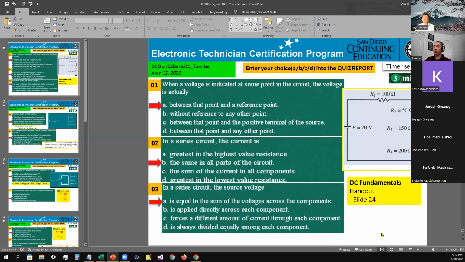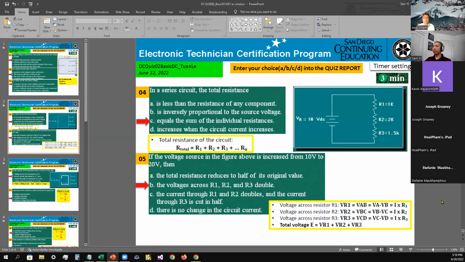Okay, any question number 1, 2, or 3? Okay, no question. All right, next set.